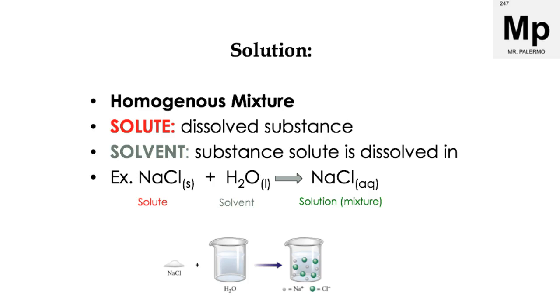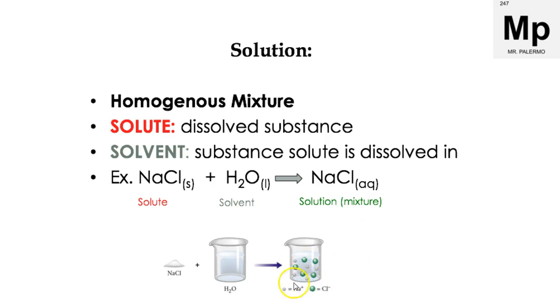In terms of making a solution, a homogeneous mixture is the result of taking a solute, our dissolved substance, and putting it into, in this case, water, our solvent. For example, if we take sodium chloride, our solid, and put it in our solvent water, we form NaCl aqueous, which means it's a homogeneous mixture. It's uniformly distributed or dissolved. We could separate that physically by either evaporation or boiling.